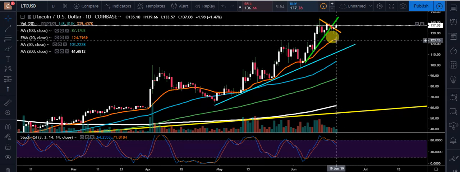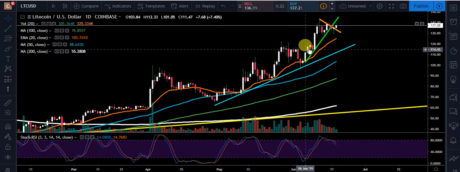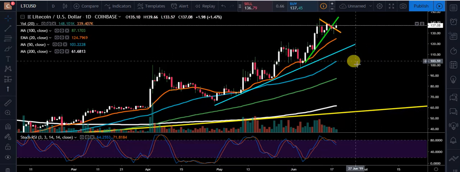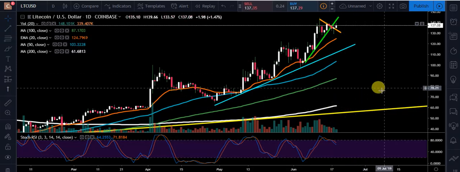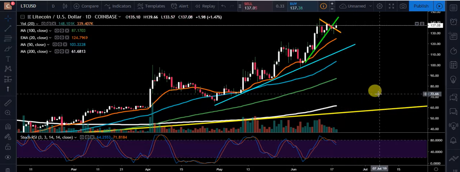But on the 1 day, we're up above everything. The raging river here is looking great with our moving averages. We're up above the 20, the 50, the 100, and the 200. So that's all the farther I'm going to go into Litecoin there, guys.